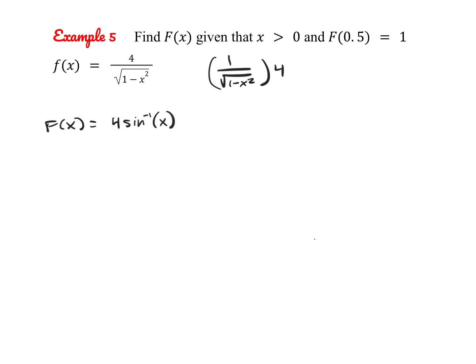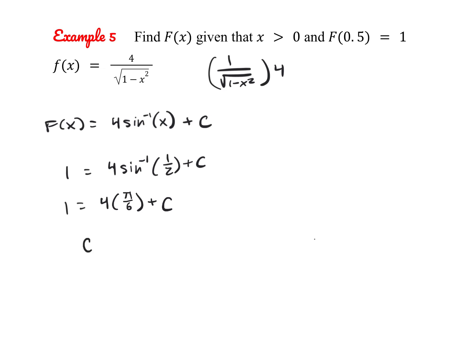And this is also in that table that we had a few slides ago that I said might be helpful. And of course, we need that constant of integration to start, and then we'll use this additional piece of information that f of 1/2 equals 1 to help us solve for c. So I'm going to substitute 1/2 here, 4 times the arc sine of 1/2 plus c. So we know that the arc sine of 1/2 is pi over 6. So we have 4 times pi over 6 plus c.